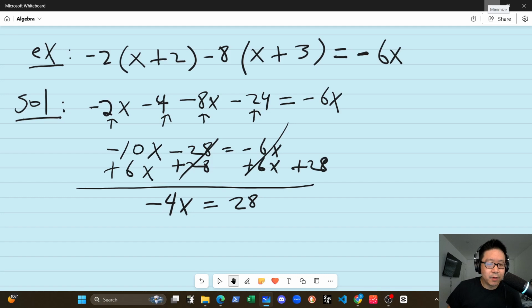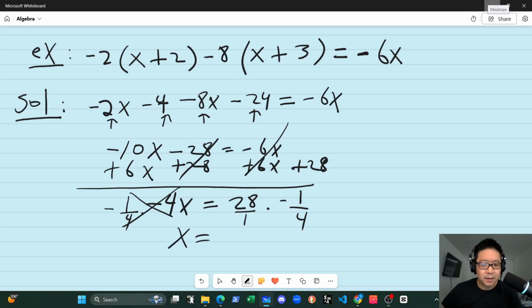And now we apply number 3 of our 4-step process, which is to multiply both sides by the reciprocal of negative 4, which is negative 1 over 4. So we multiply both sides by negative 1 over 4. When we do that, we get x on the left side by itself. And 4 goes into 4 once, 28, 7 times. 7 over 1 times negative 1 over 1 is just negative 7. Therefore, our answer is negative 7, sorry.